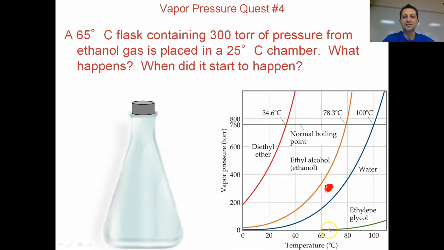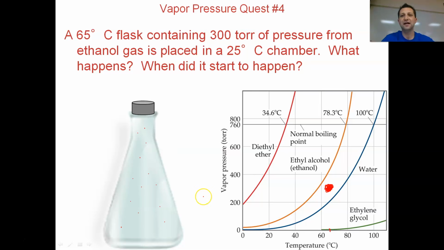So what does this tell me? This tells me that all of the liquid ethanol I placed in this flask has evaporated, okay? Since it all evaporated, I have a partial pressure of ethanol of 300 torr. No more liquid is there to evaporate to make that pressure go up, right? At 65 Celsius, the pressure could be higher, but there's not enough liquid for that to happen. There's not enough for it to evaporate. So literally all of the liquid has evaporated, okay? So we just have a flask full of ethanol gas, and the pressure is 300.